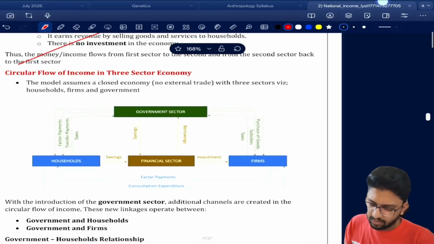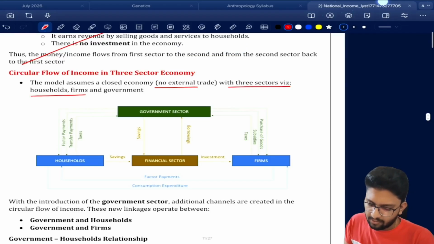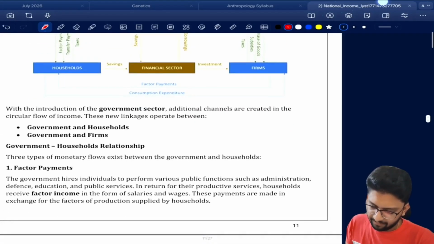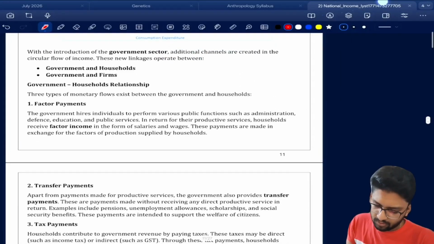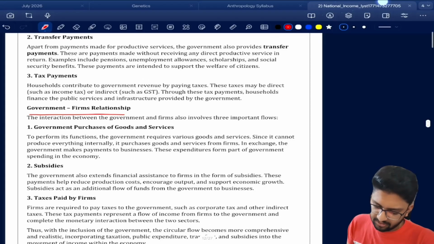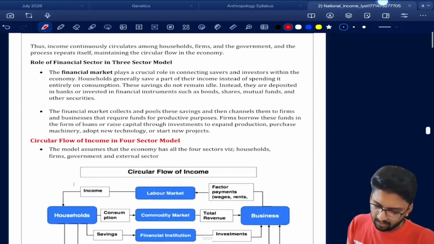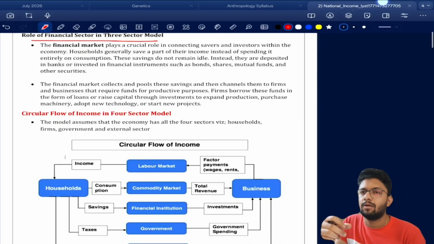The model assumes a closed economy, no external trade, in three sectors vis-a-vis household, firms, and the government. Factor payments, household-government relationship, government-firms relationship, role of financial sector in three models. Fine, these stakeholders are so intertwined with each other that they have become like a symbiotic relationship.